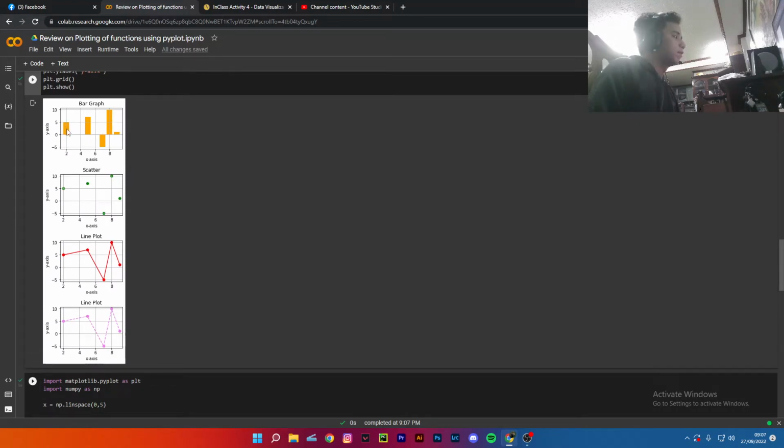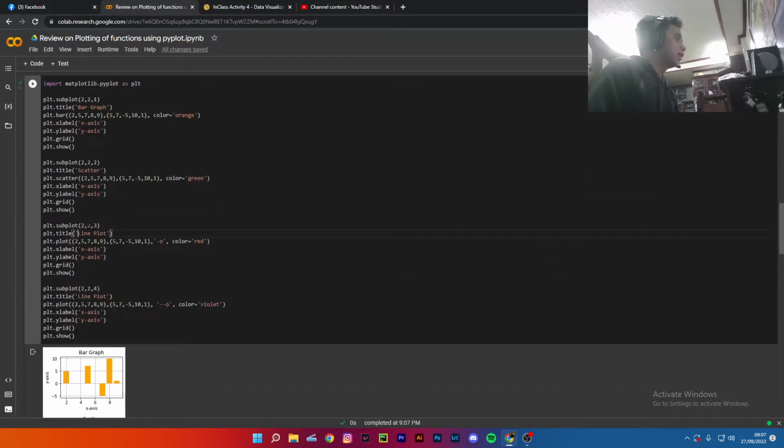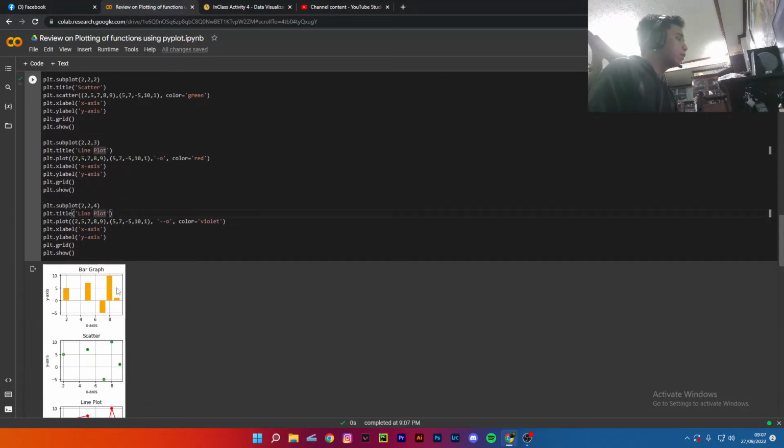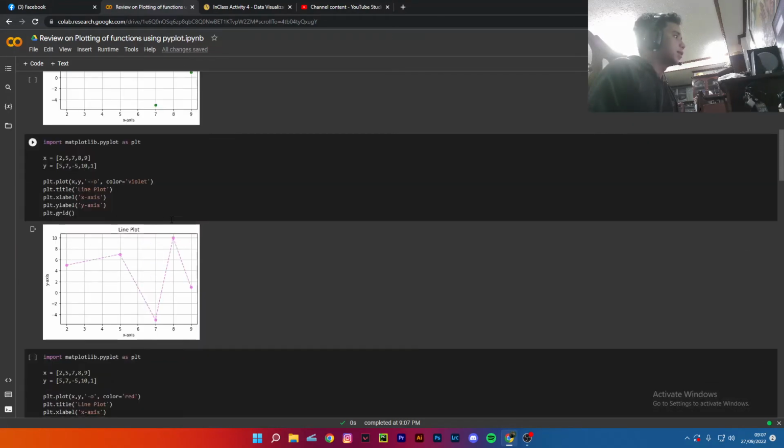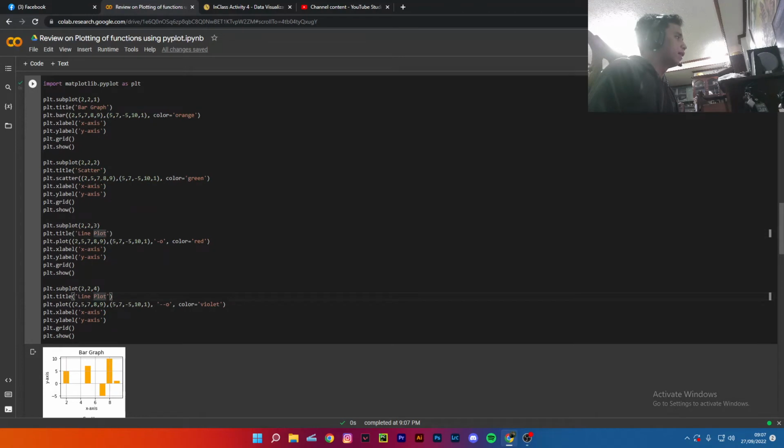It's in order, 1 2 3 4, just like here. Position 1, position 2, position 3, and position 4. Though the code is still the same as this, except that we are using a subplot, and we are determining their rows, columns, and position.